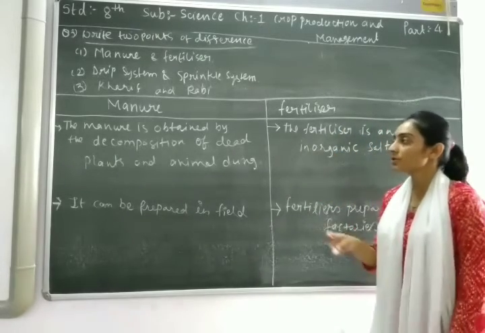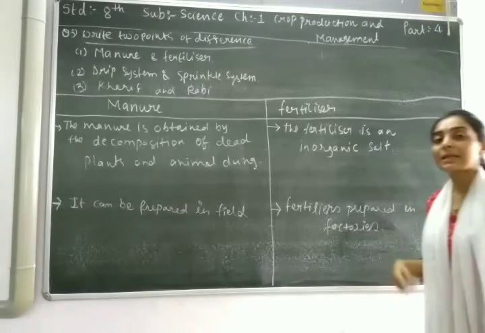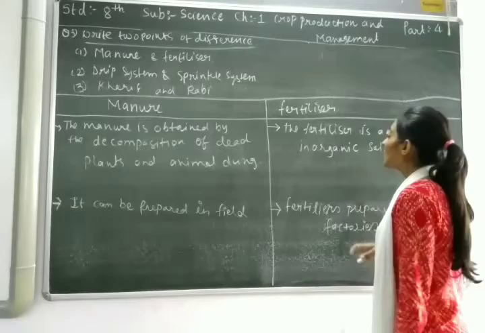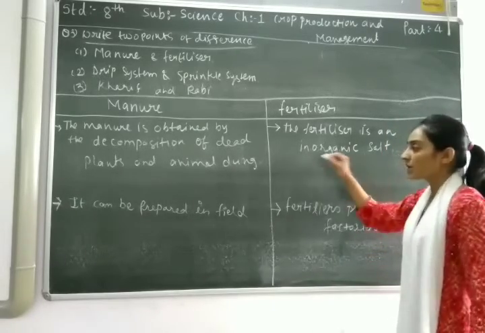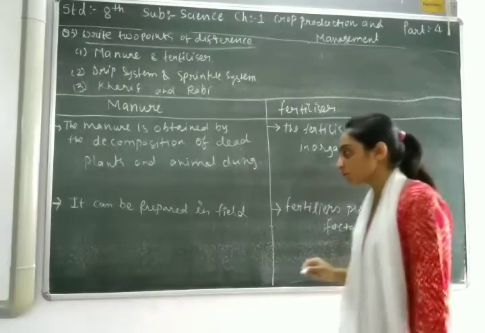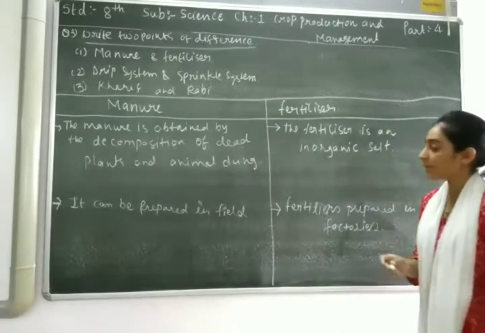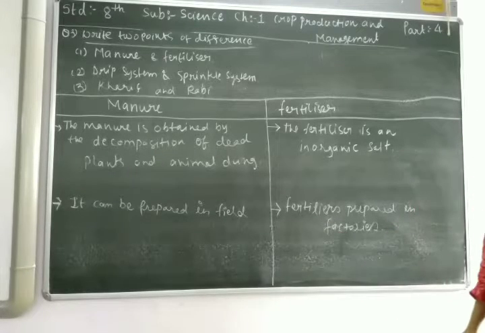So my first point is manures obtained by the decomposition of dead plants and animal dung. The first point of fertilizer is it's nothing but an inorganic salt, or you can write over here it's a chemical. Okay. Instead of inorganic salt, you can write just chemical. That is also true. Manure can be prepared in field. Okay. Now fertilizer is prepared in factory.